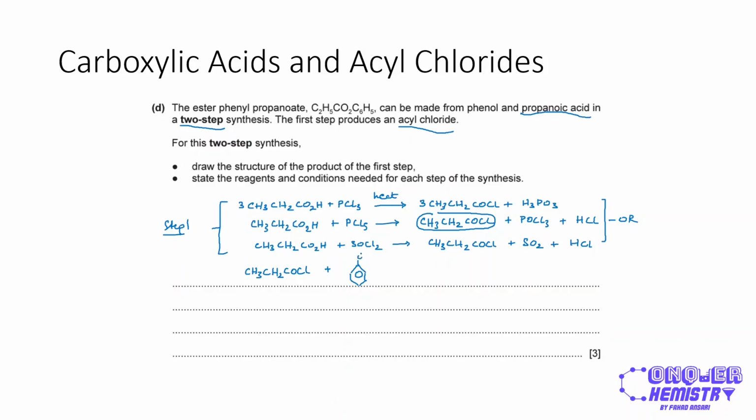And this is going to give us 2 products. One of them is obviously HCl. This is the byproduct. The other product is going to be the ester, right? So this is going to be C double bond O, single bond O, followed by the benzene ring. So this is going to give us phenyl propanoate, right? So phenyl propanoate is your ester over here.